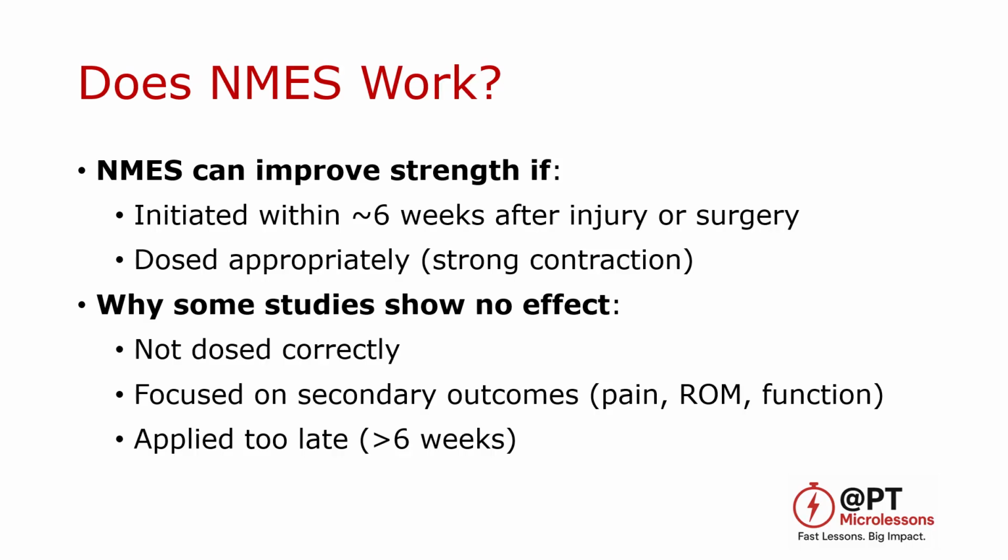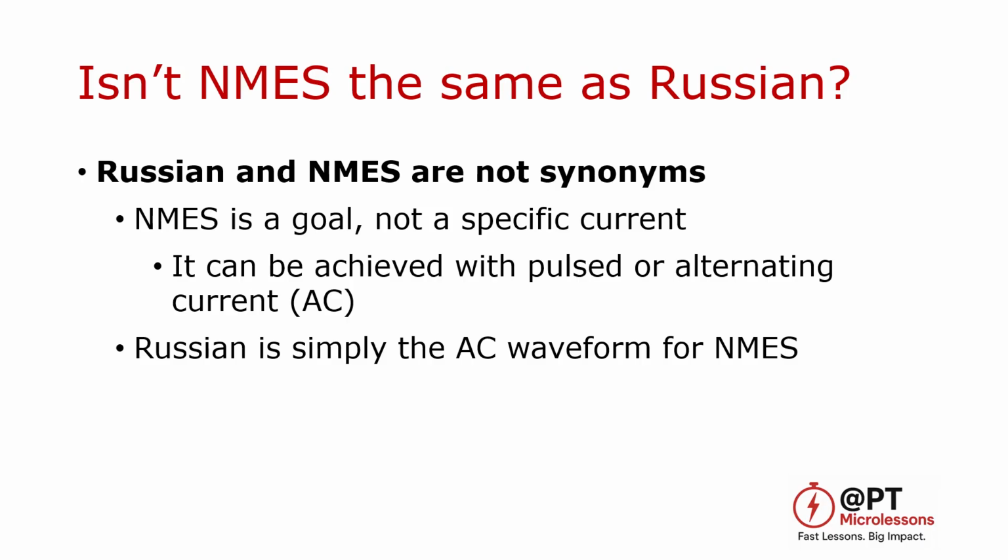When NMES appears ineffective, it is often due to poor dosing, focusing on outcomes other than strength, or applying it too late. A key point here: Russian and NMES are not the same. NMES describes the treatment goal, producing a muscle contraction to improve strength. It can be achieved using either pulsed current or alternating current. Russian current is simply the alternating current waveform used to achieve that goal.